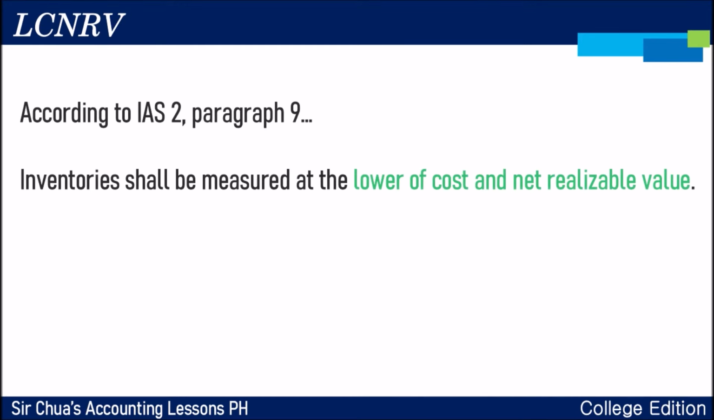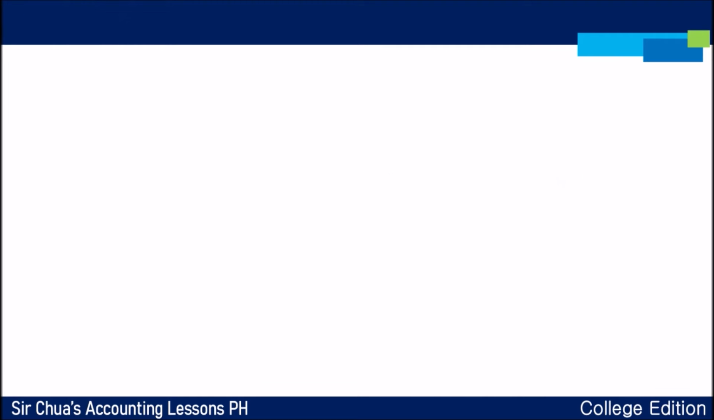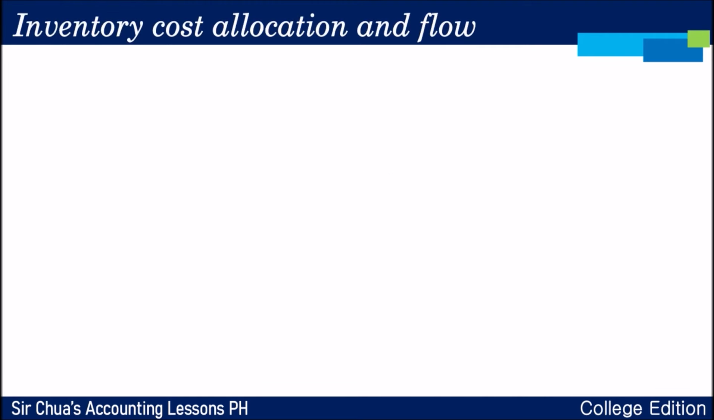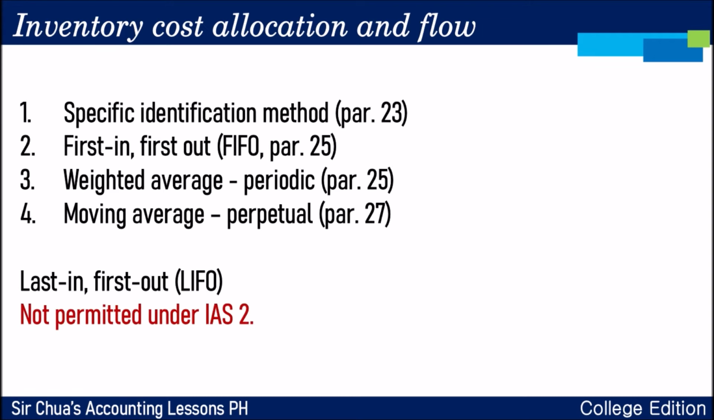Okay, what about LCNRV? According po sa paragraph 9 ng IAS 2, the measurement of inventory shall be at the lower amount between cost and NRV. We have a separate video lesson for this, so hindi muna natin siya i-discuss in this video. And then we also have some inventory cost allocation and methods or techniques how to compute for inventory costs.